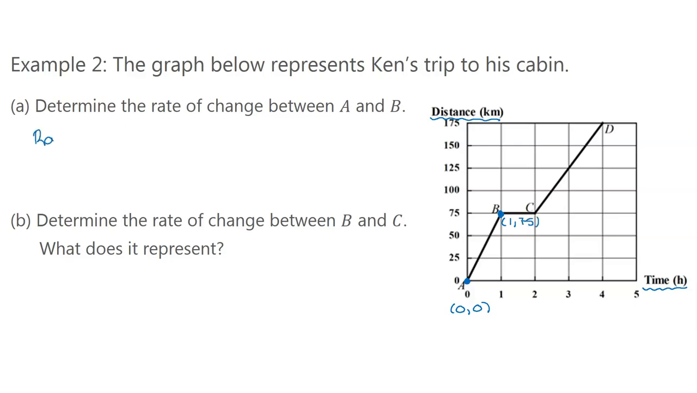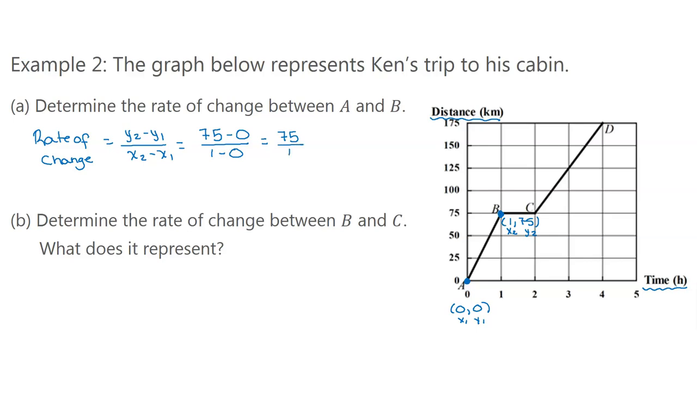So now I can use these points in my rate of change formula, which is y2 minus y1 divided by x2 minus x1. So if I label 0, 0 as x1, y1, and 1, 75 as x2, y2, I'll plug those points in now. So in the numerator, I have 75 minus 0, and in the denominator I just get 1 minus 0. So simplifying it, I get 75 over 1.